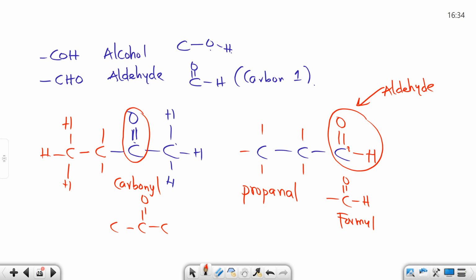But you cannot write propanol, because it could be 1 or 2. That one you must specify now. Propan, because there are 3 carbons, it could either be on carbon 1 or carbon number 2. So you've got to specify now: propan 1-ol or propan 2-ol. So when you write, just quickly look at the structure.